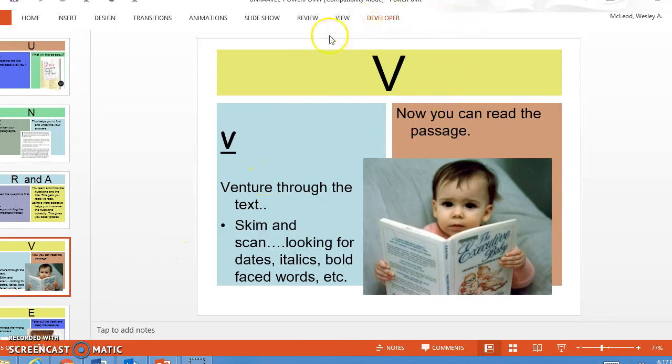Next step you have is the V. The V stands for venture through the text. Initially, when you venture through the text, you're going to skim and scan, and that's where you look for anything as far as dates, italic or bold face words, anything that stands out initially without you even developing an idea of what's going on. Just the first thing that pops out. Next, after you do that and make your annotations on the side, that's where you're going to actually go through and read the text. So the V is simply reading with purpose.